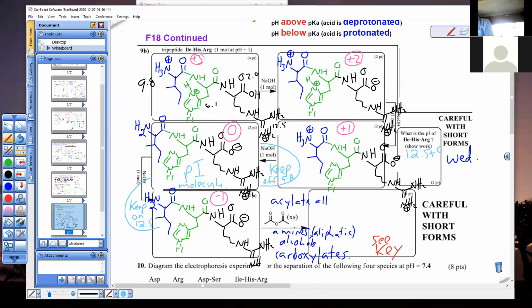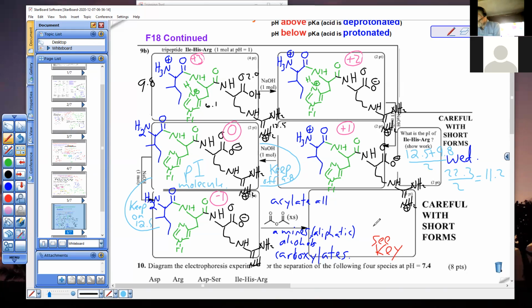12.5, 9.8 over 2 means you'll have as many of these with the H, I'm going to have a number lower than this one. So I'm going to have as many of these protonated as I have these deprotonated. That's what I want. And that's 22.3 over 2. No calculators. 11.2 with rounding. 11.15 goes to 11.2. So that's the PI of that tripeptide.